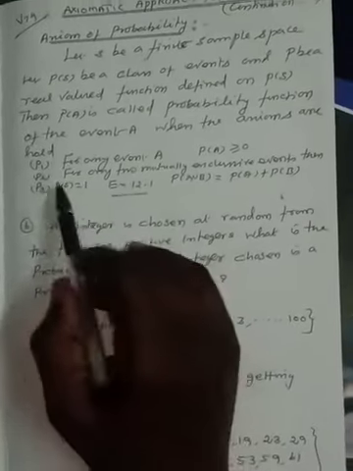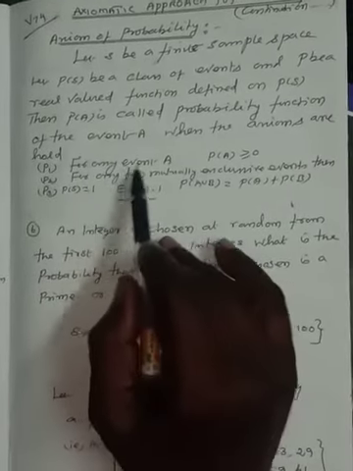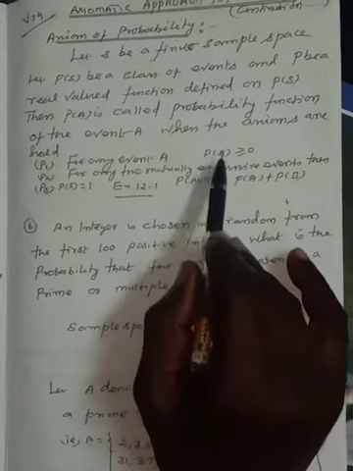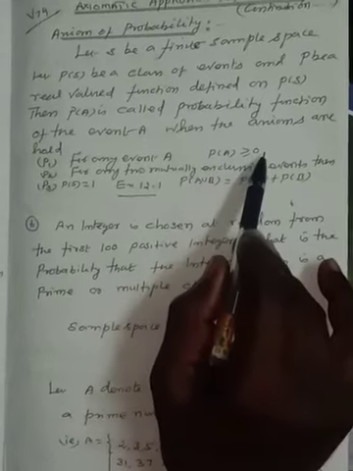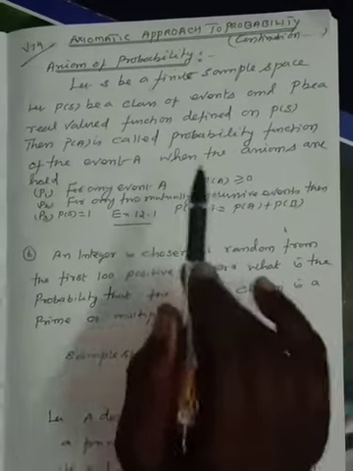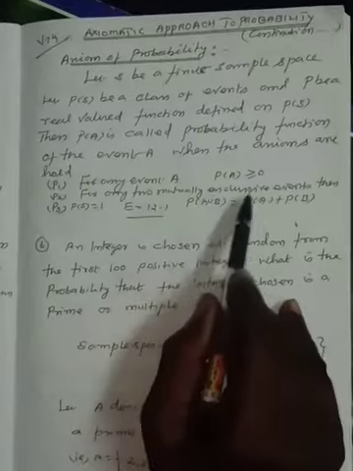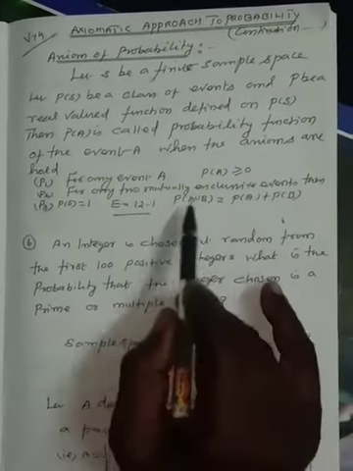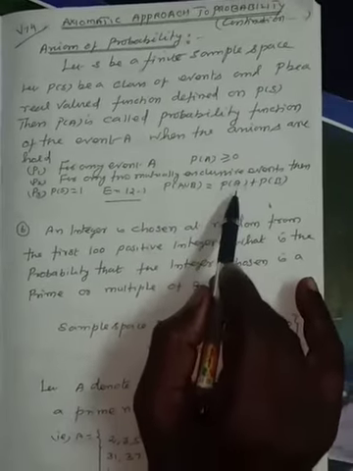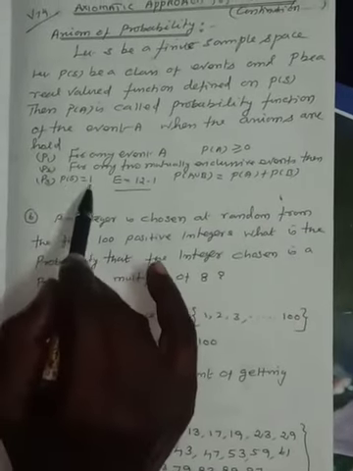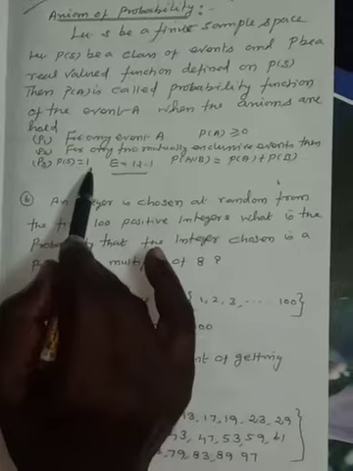Number 1. For any event capital A, P of A, the probability of the event capital A, is greater than or equal to 0, which is positive. Postulate number 2. For any two mutually exclusive events A and B, P of A union B is equal to P of A plus P of B. Postulate number 3. P of S, the total probability, will be 1.